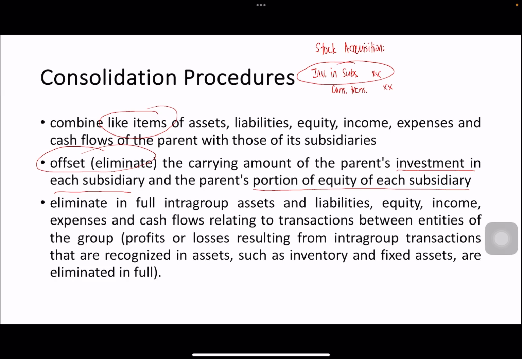Lastly, we need to eliminate in full intra-group assets and liabilities, equity, income, expenses, and cash flows relating to transactions between entities of the group. Recall that in consolidation, the parent and its subsidiaries are considered to be just one economic entity, and therefore, intra-group or intercompany transactions should not be counted and should be eliminated.